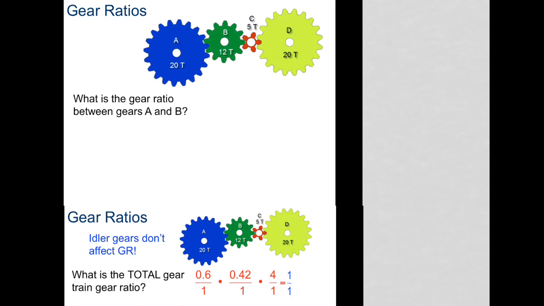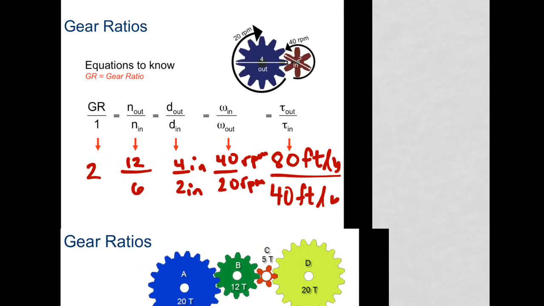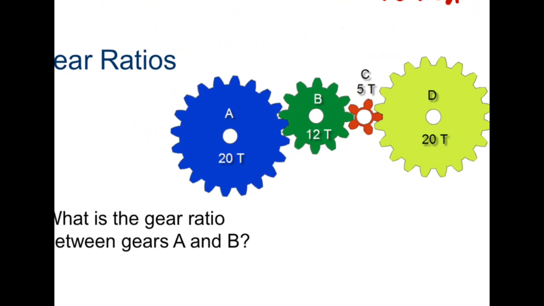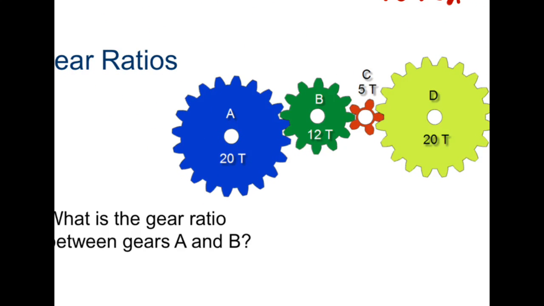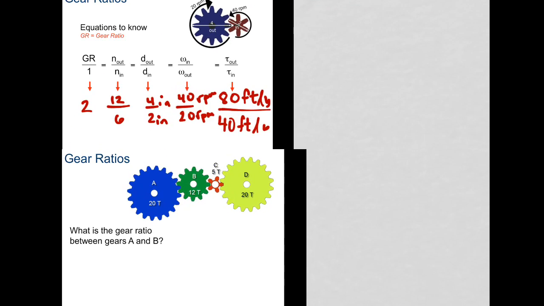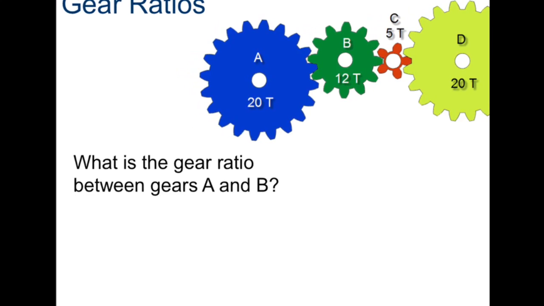What is the gear ratio between gears A and B? Well, that's just using the formula. What is the gear ratio formula? With 20T and 12T teeth between A and B, all I'm going to do is take the number of teeth out divided by the number of teeth in, so that's 12 over 20, which equals 0.6 over 1, or just 0.6. So we have a gear ratio of 0.6.